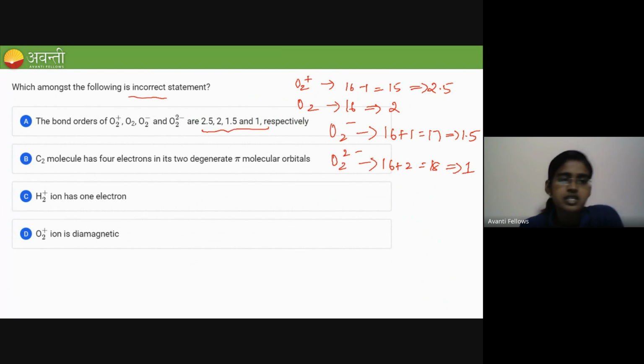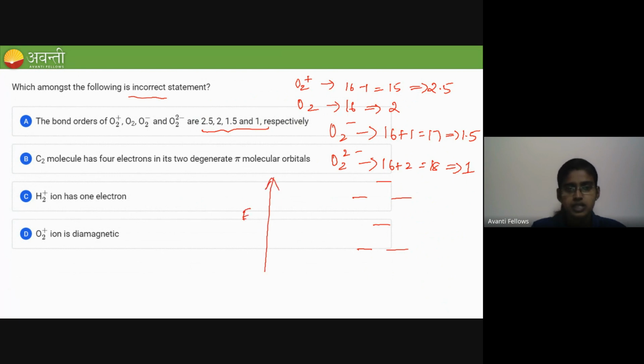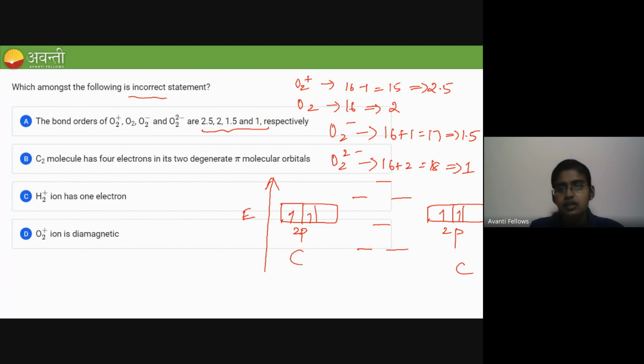C2 molecule has 4 electrons in its 2 degenerate molecular orbital. That is also correct. Because if I want to draw the 2p orbital for C2, energy is increasing like this. So this is the 2p orbital of 2 carbon. Carbon has 1s2, 2s2, 2p2 configuration. So this is the atomic orbital. We have 4 electrons, so 1, 2, 3 and 4. This is how we have to fill the electrons in the molecular orbitals.